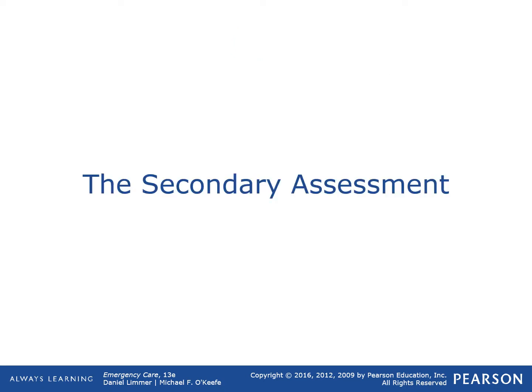So we'll start off talking about the secondary assessment as a whole. If you remember, we talked about scene size up, which is the first thing we do when we come up on a call. This is how we assure scene safety. We have our BSI. We find out how many patients we're dealing with. The general things that usually you can take care of before you even get to your patient.